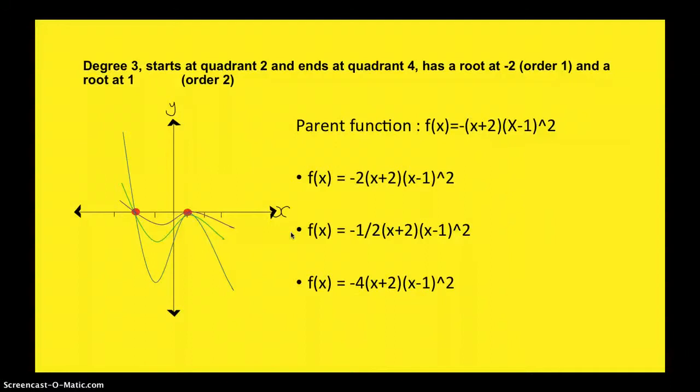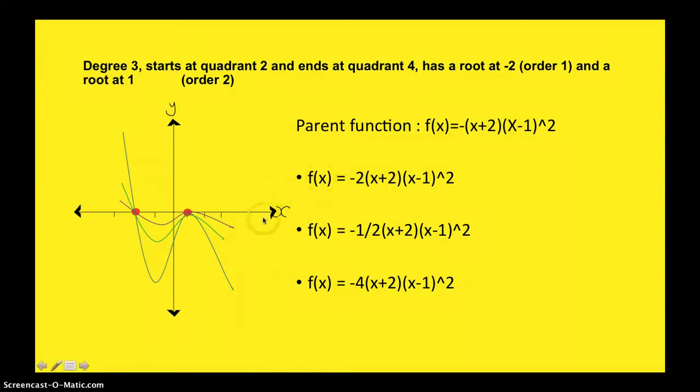So this is a degree 3 function, starts at quadrant 2 and ends at quadrant 4. It has a root at negative 2 of order 1 and a root at 1 of order 2. So the parent function is f(x) equals minus (x plus 2)(x minus 1) to the power of 2.